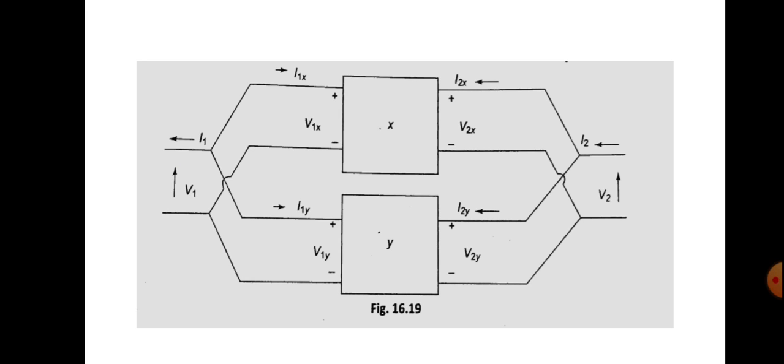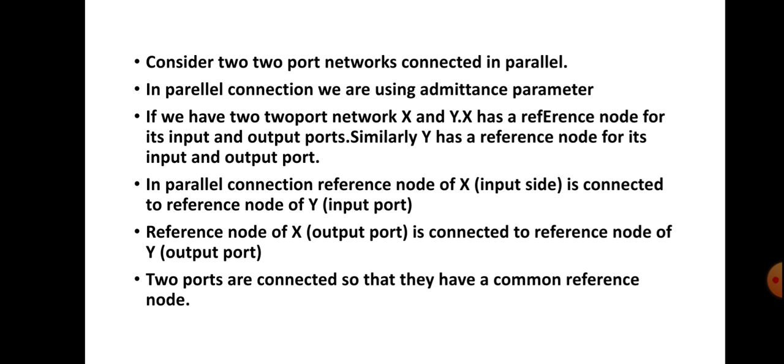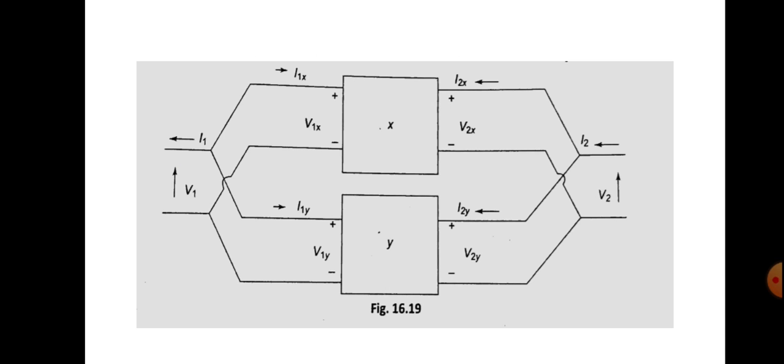In the case of parallel connection, here is the explanation. If we have two-port networks X and Y, X has a reference node for its input and output ports. Similarly, Y has a reference node for its input and output ports. In parallel connection, the reference node of X is connected to the reference node of Y, and also on the output side. So the two ports are connected such that they have a common reference node. This is the common reference node.